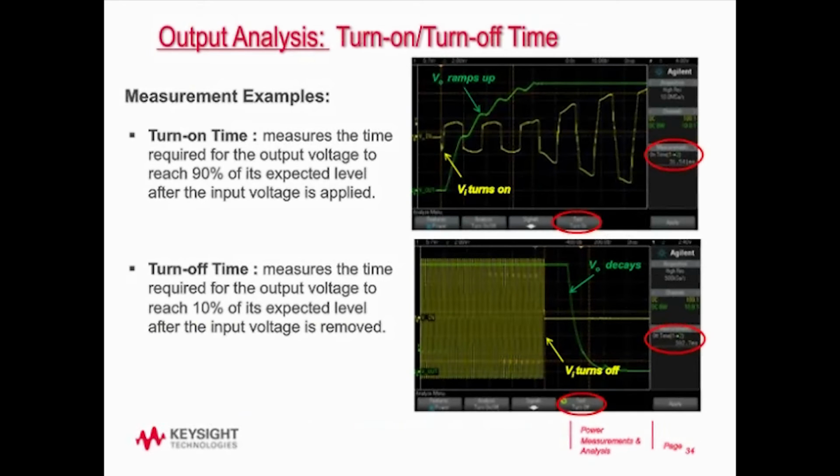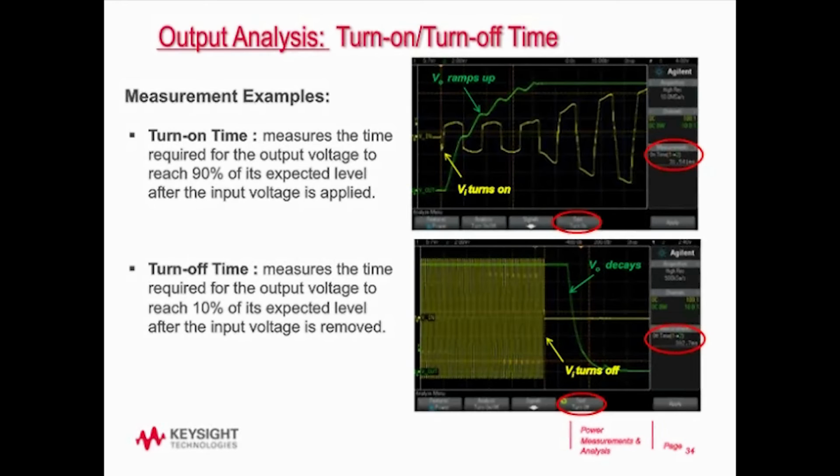Another measurement for output analysis is turn on and turn off time. Again, you don't need a special power app on your scope to do this. If you know how to run a scope, it's basically a single shot measurement. So the top waveform there, I'm showing turn on time. When you turn on your product or your power supply, the DC is going to ramp up.